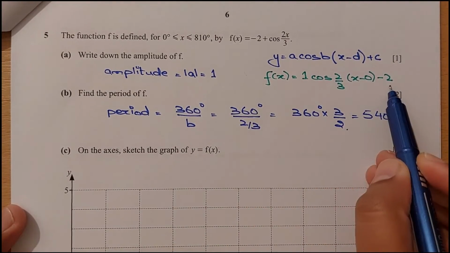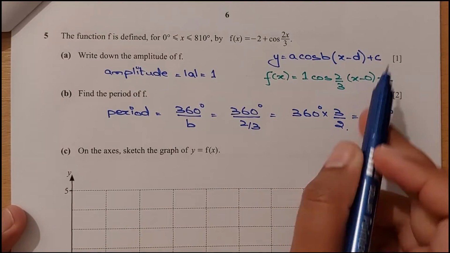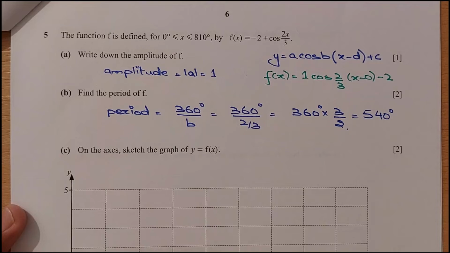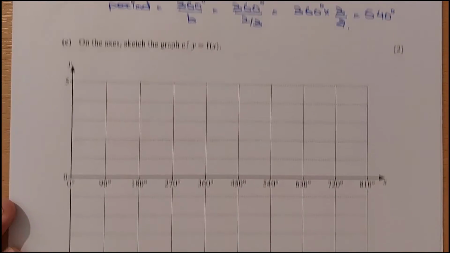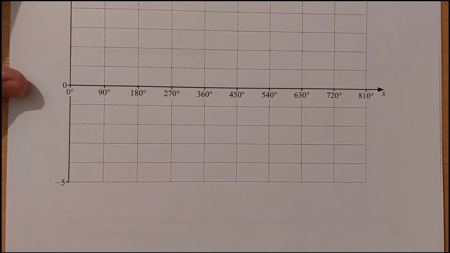Now for the c part, on the axis sketch the graph of y equals f of x. We need to graph this function. Amplitude is 1, b value is 2 by 3, phase shift is 0, and the equation of the x-axis, the c value, is minus 2, right? To graph this function we need some steps, so let me write down step by step.